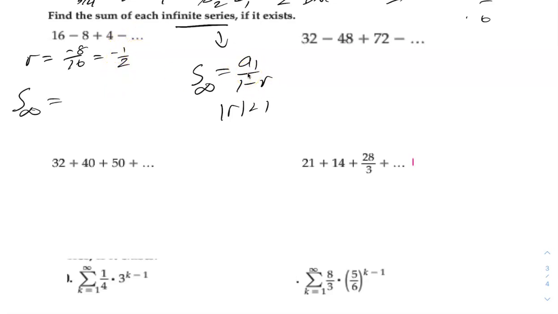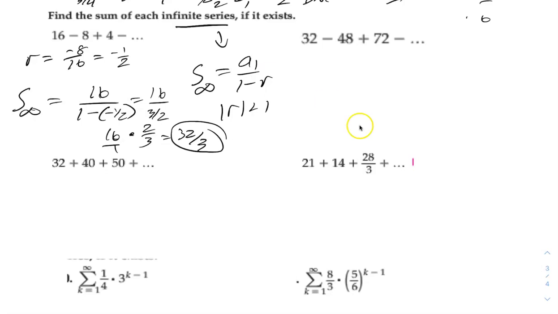The infinite sum of this is just going to be A1, 16, over 1 minus my -1/2. If you want to, you can put it in your calculator, but you don't really need to. This is 16 over 3/2, and then it'll be 16 times the reciprocal. So I get 32 over 3. You get 32 over 3 is the infinite sum of this, which is kind of crazy. You're saying if you start at 16, subtract 8, add 4, subtract 2, and keep on going, it just ends up being 32 over 3.